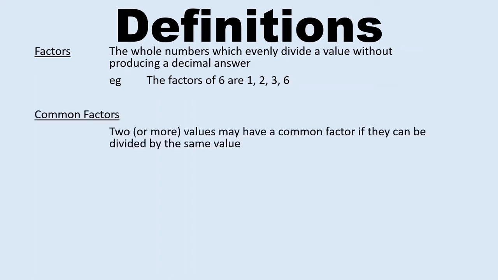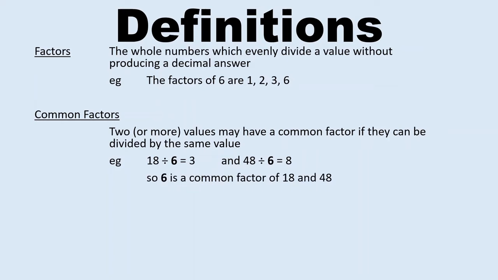Common factors for two or more values are numbers that could possibly divide both of them. So for example, 18 divides by 6, that gives 3, and 48 divides by 6, that gives 8. Since both of these numbers can divide by 6, 6 is a common factor of 18 and 48.